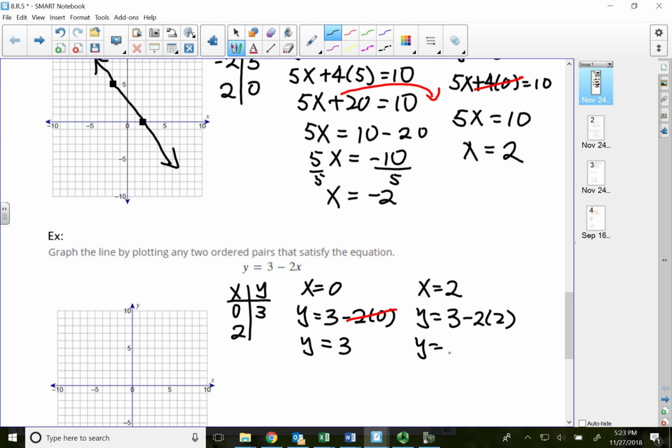Which will give me y equal to 3 minus 4. Right? Negative 2 times 2 is negative 4. So 3 minus 4, different signs, we subtract. So that will be negative 1.